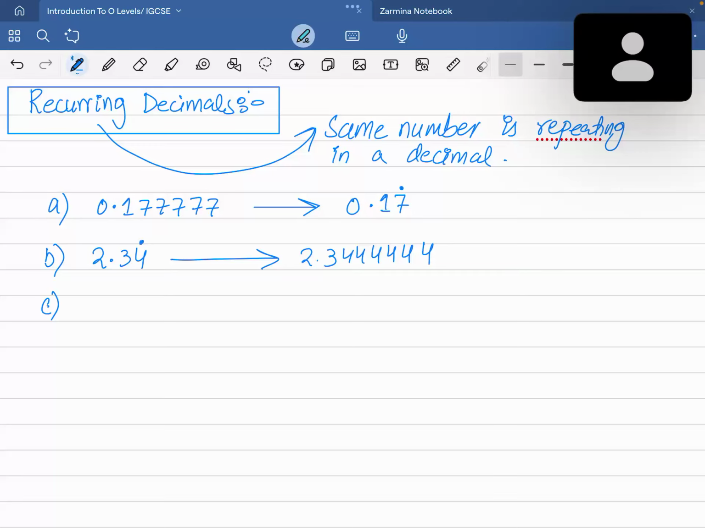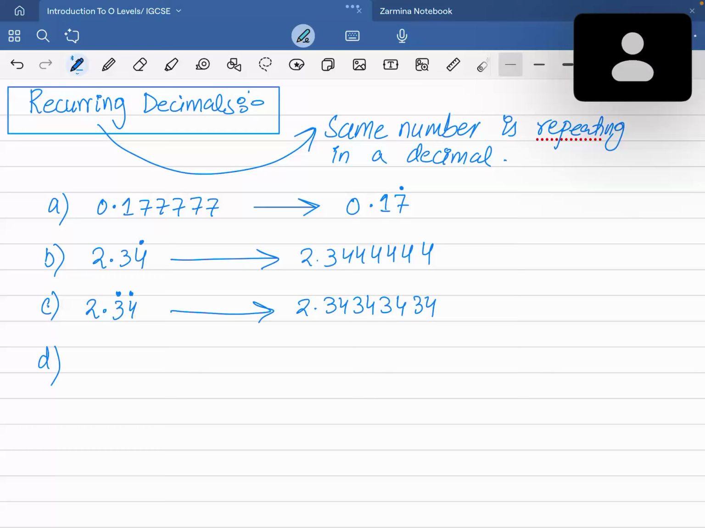Sir, this dot means that this is repeating. Yes. Now please look, if I write the same example this way, 2.34 and there are two dots, one on 3 and one on 4, it means that you have to write 2.34343434 like this. Is this clear or not? Yes, sir.